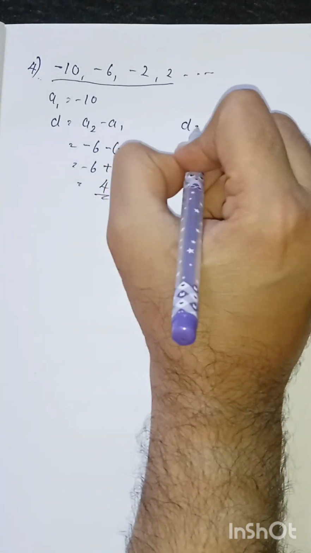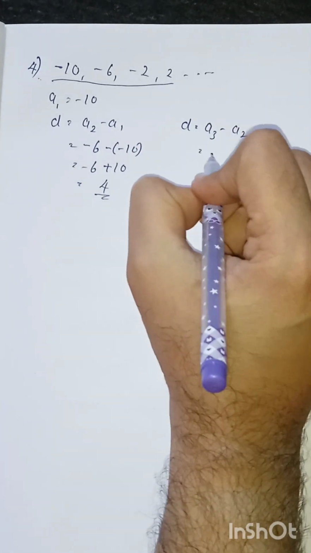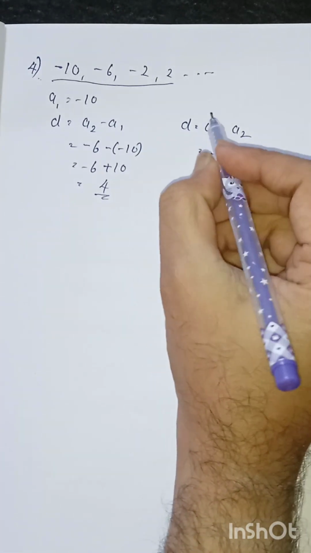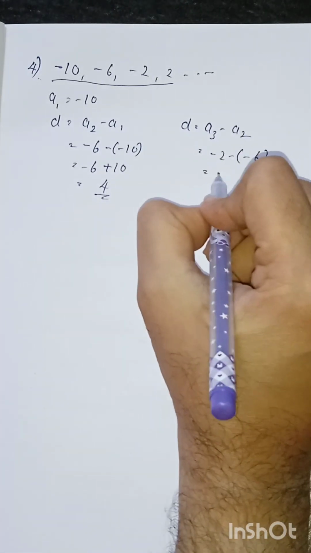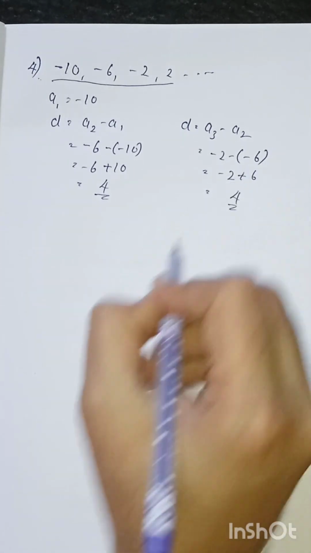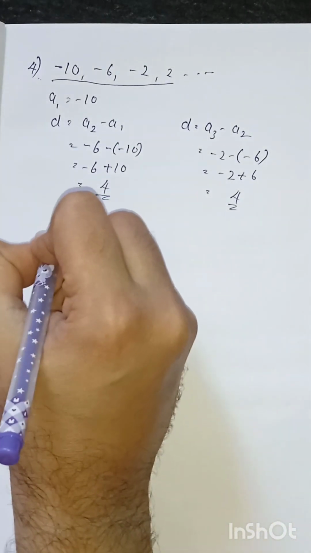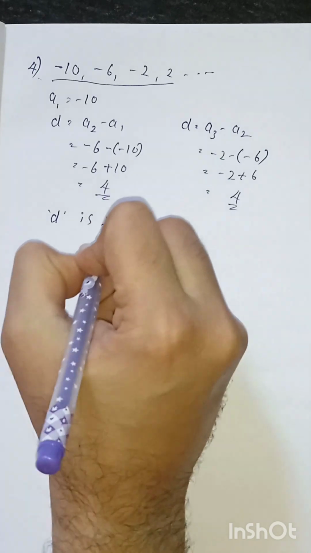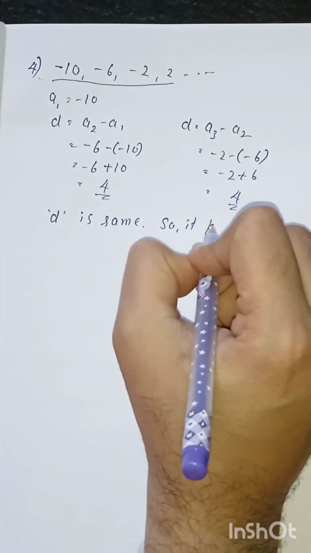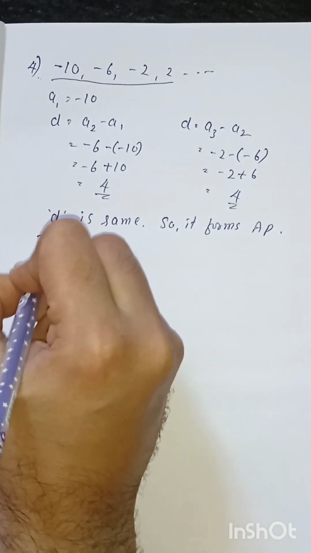Let's check the next one. A3 minus A2. What is A3? Minus 2, minus of minus 6. Minus into minus plus 6, your answer is 4. Yes, we can observe the common difference D is same, so it forms AP.